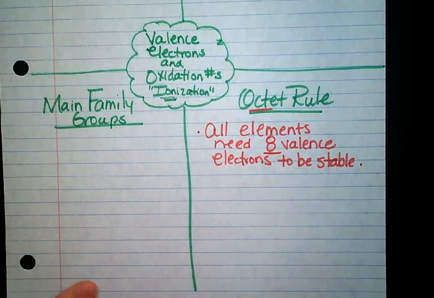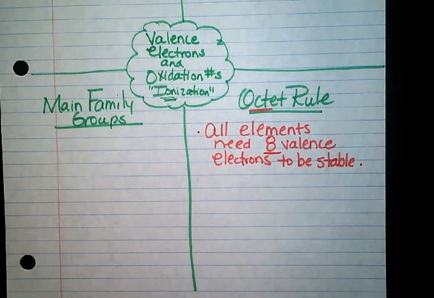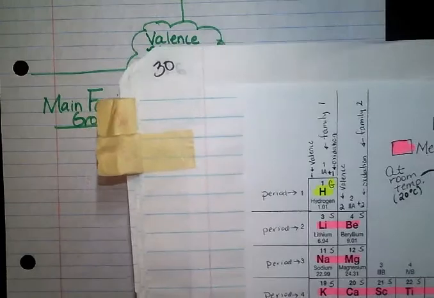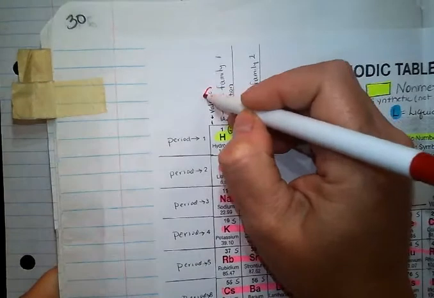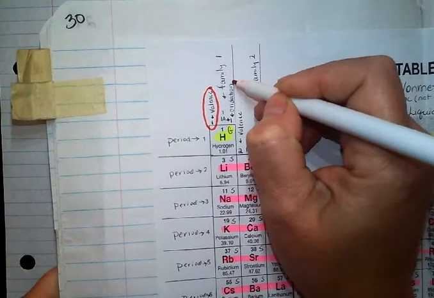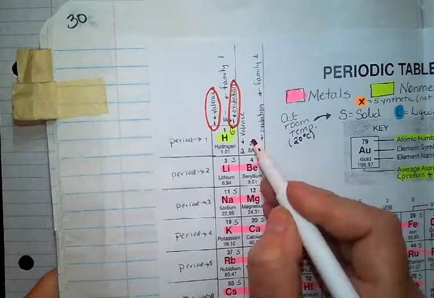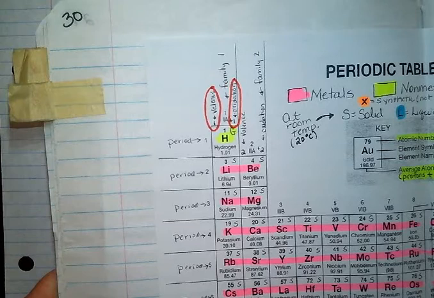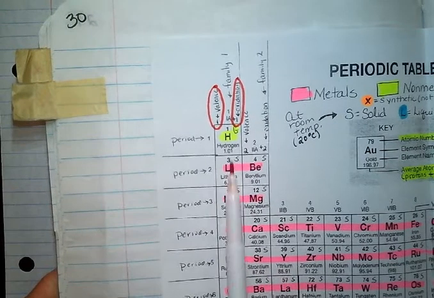So that is the octet rule, and now we're going to look at our periodic table. The periodic table that we colored and highlighted is on page 30 of your notebook, and just at the top of each one you can see where I have valence electrons and oxidation numbers, and that is for your family groups. Family groups go up and down. There are 18 family groups on your periodic table. Family group 1 starts with hydrogen and down.